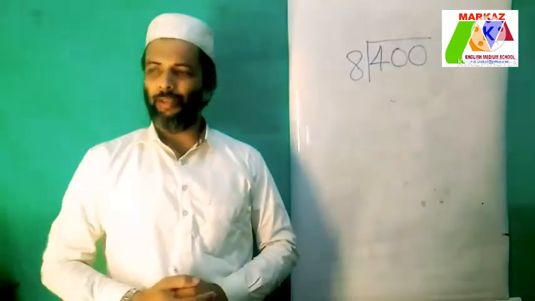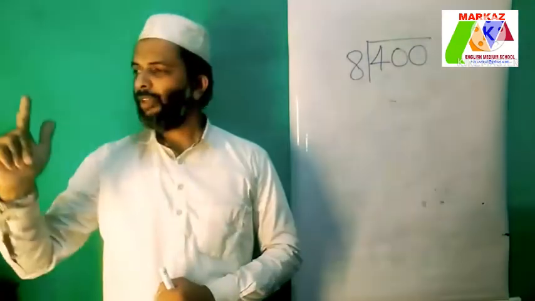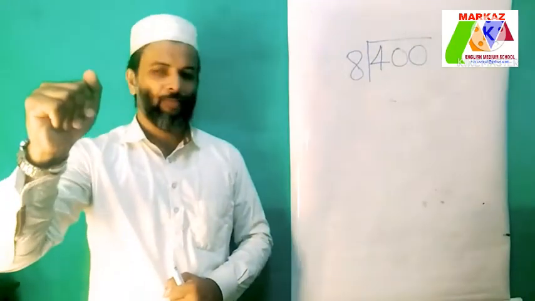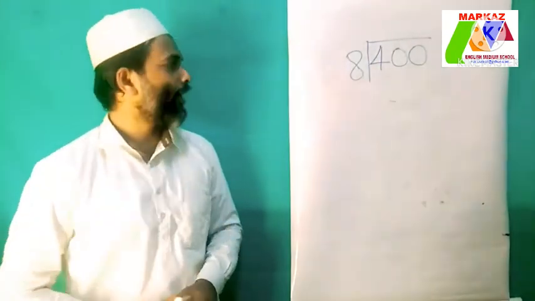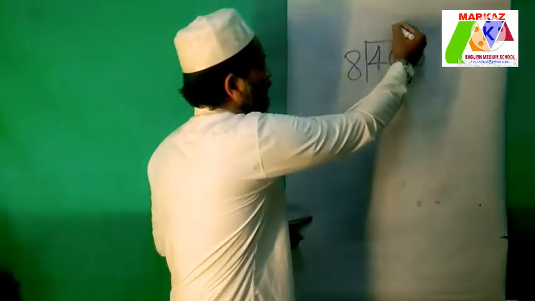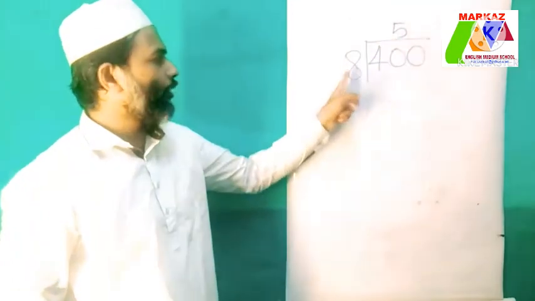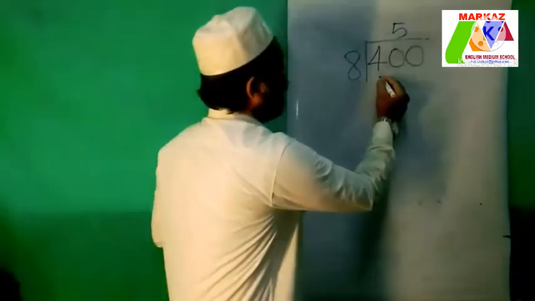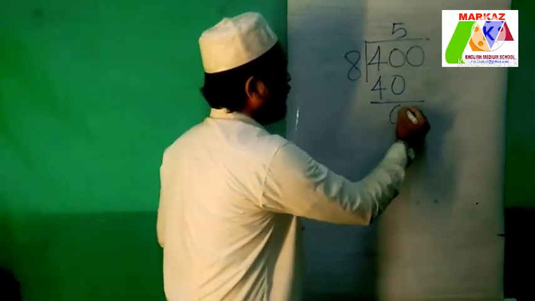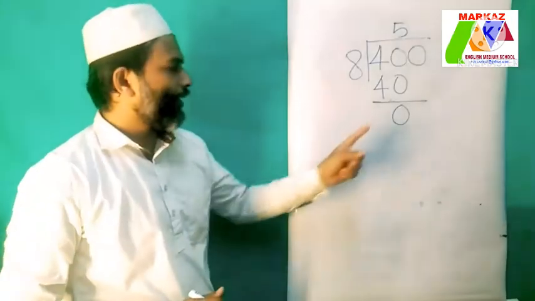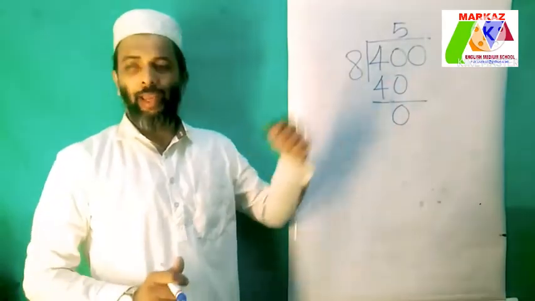Count the multiple of 8. 8, 16, 24, 32, 40. How many times 5? 5 8s are 40. Write 5 as a quotient. Then multiply 5 into 8 is 40. Subtract 40 from 40 is equal to 0. Subtracted answer is 0. 0 is smaller than 8.